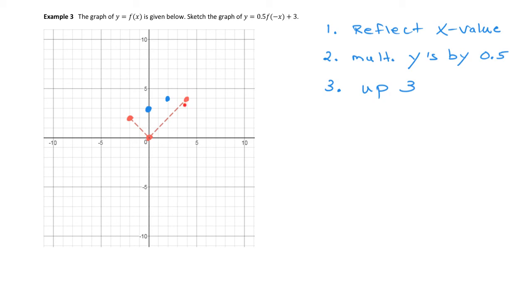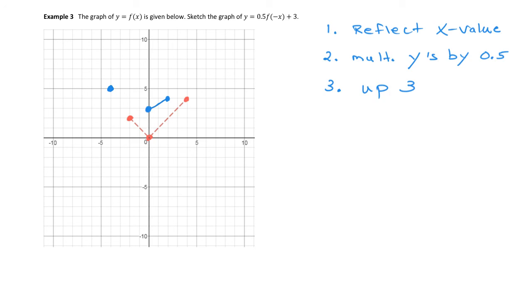And for my last point, it's at +4 for x. It reflects to -4 for x. We then multiply the y value by 0.5, so it's currently at 4. It drops down to 2. And then we go up 3 places. This is -4, 5.